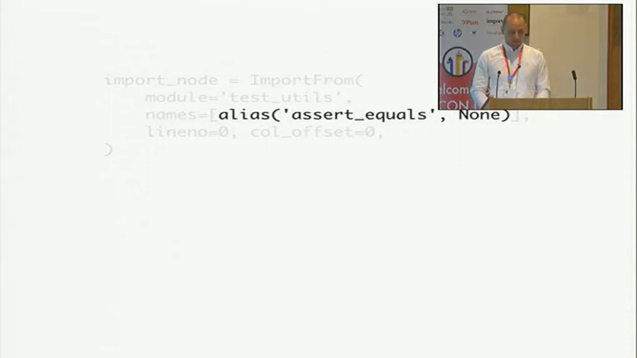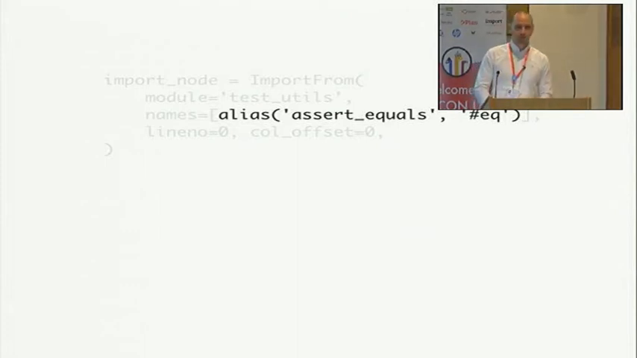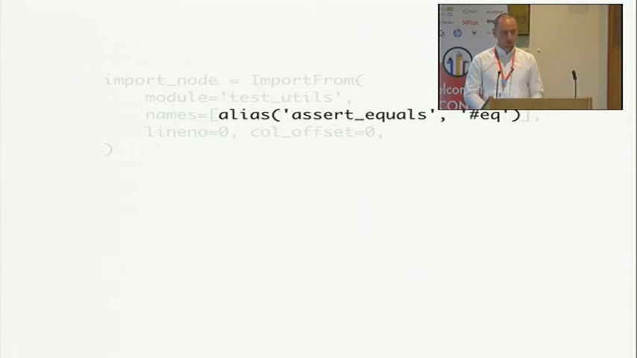So we need to modify this to name this function in a way that's less problematic, all right? Fortunately, we are outside of Python's lexical context, so we're free of text limitation. So we can actually alias our function as #eq. So in the code, this statement would be from test_utils import assert_equals as #eq, #eq being a comment in the code.